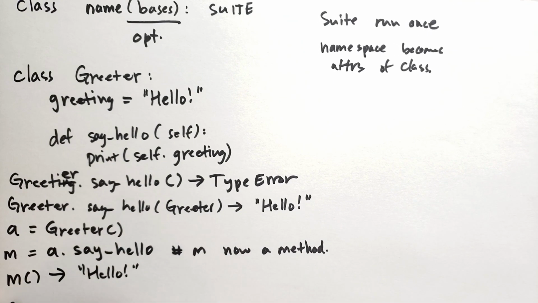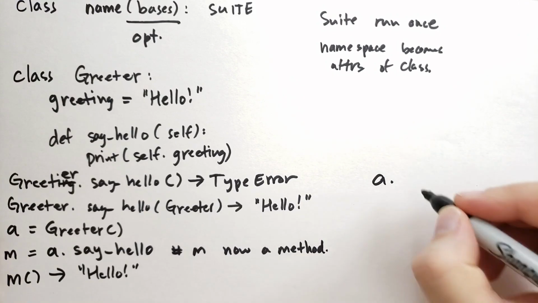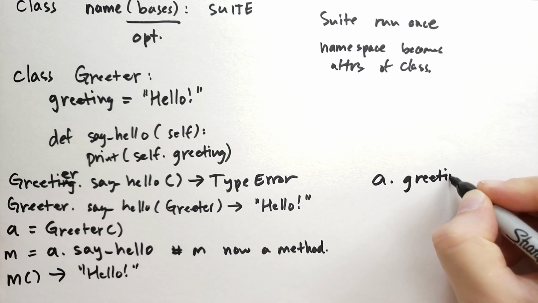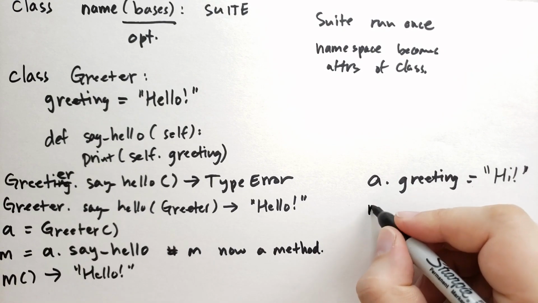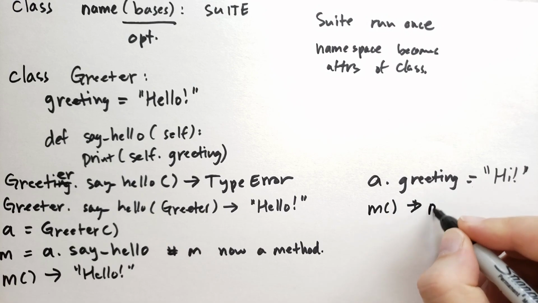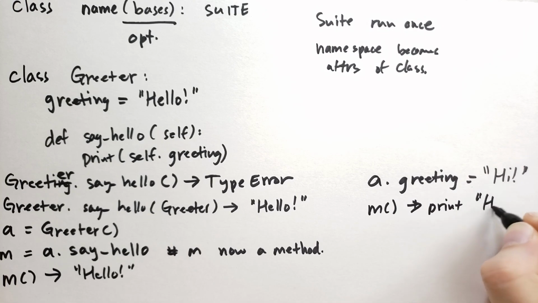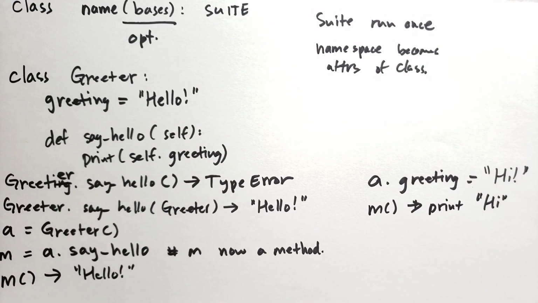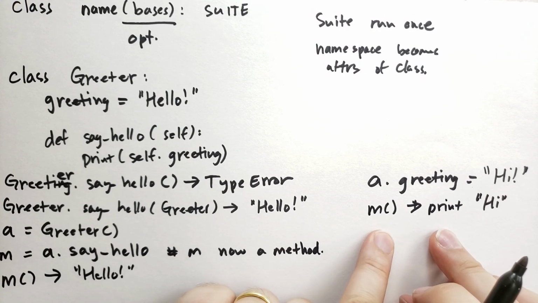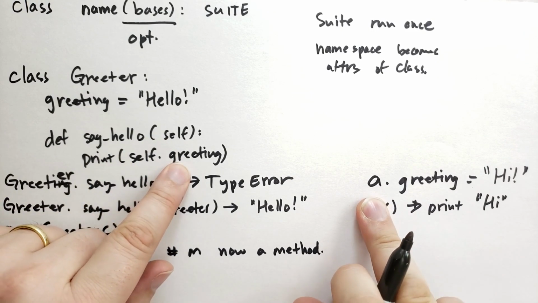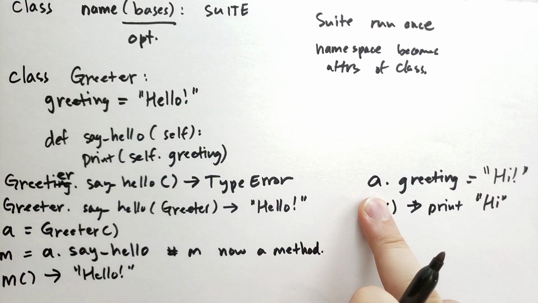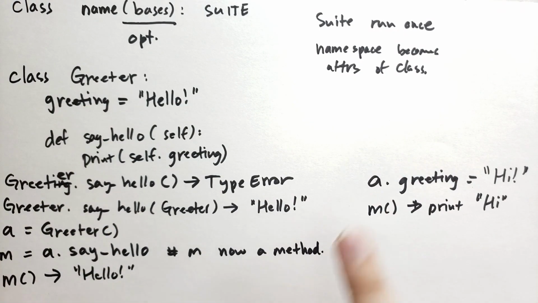Now, if I were to say, over here, a.greeting is equal to hi. Okay. When I call m this time, it's going to print hi. Right? And why is that? Because the method is bound to the instance, so that self parameter is a, and a's greeting is hi, because we've set that in a's namespace. It's not going to fall back to the class anymore.